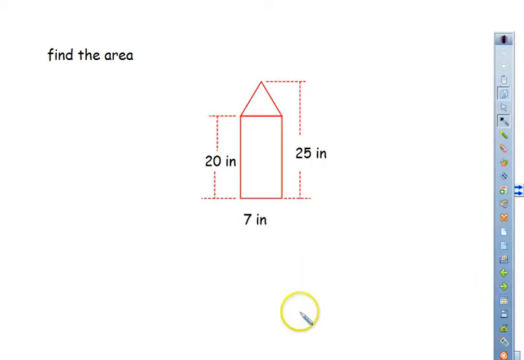Next problem is complex figures. So we have to find the area of this entire shape. So what two shapes do we have? So go ahead and hit pause, write those formulas down, and solve.